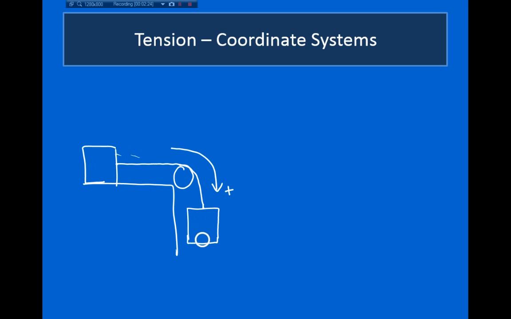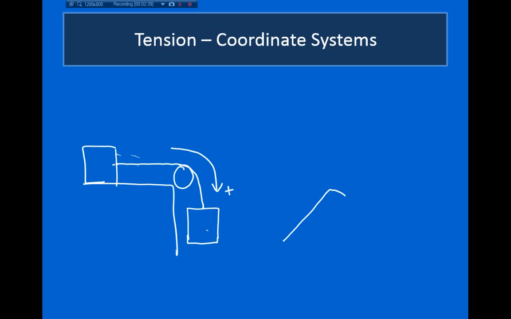This object here is moving down, but this object is moving to the right. And we can see that when this object moves in the positive direction, that's down, this object over here moves to the right, which is also the positive direction using this curved coordinate system.